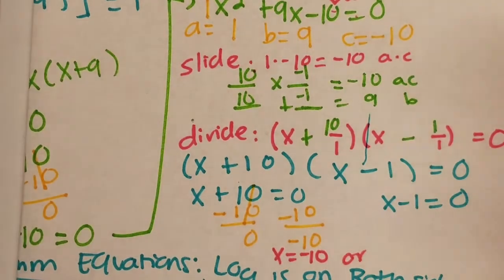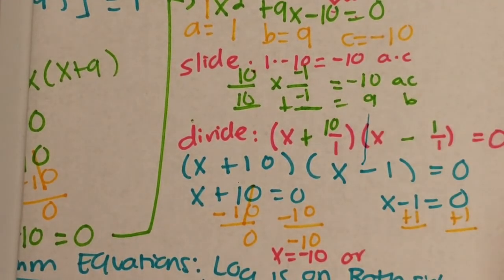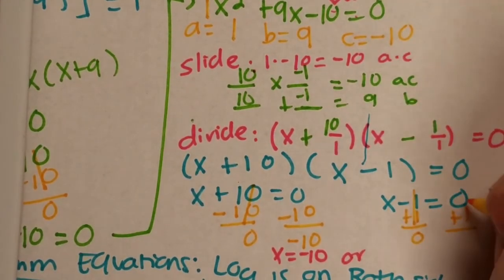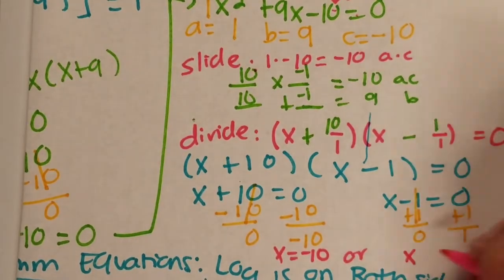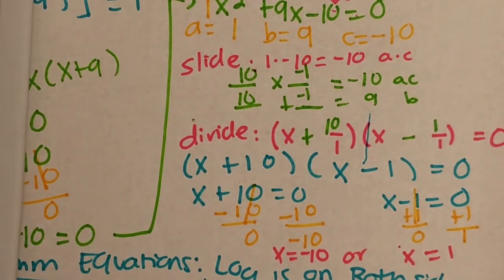Alright, so on this side we're going to add 1 on both sides because positive 1 is the opposite of negative 1. Negative 1 plus 1 cancels and turns to 0. 0 plus 1 is 1. So these are what I think are my answers. I want to box them, but I'm not going to box them yet till I check them.